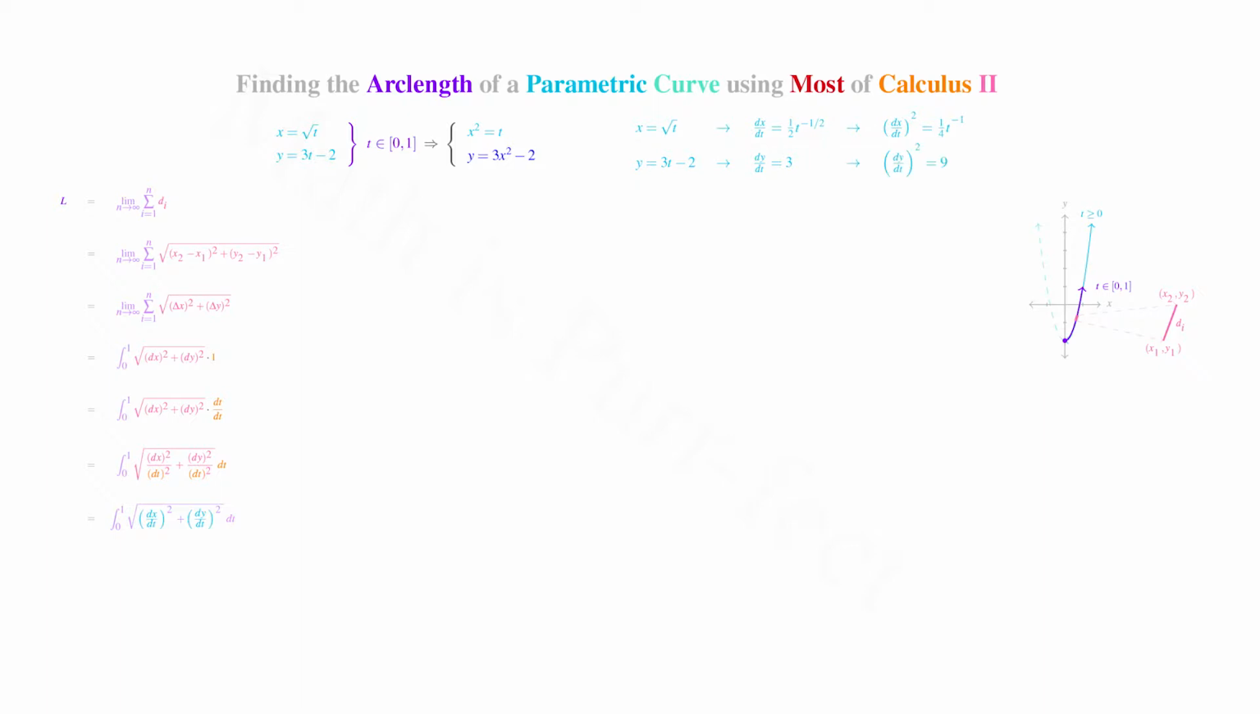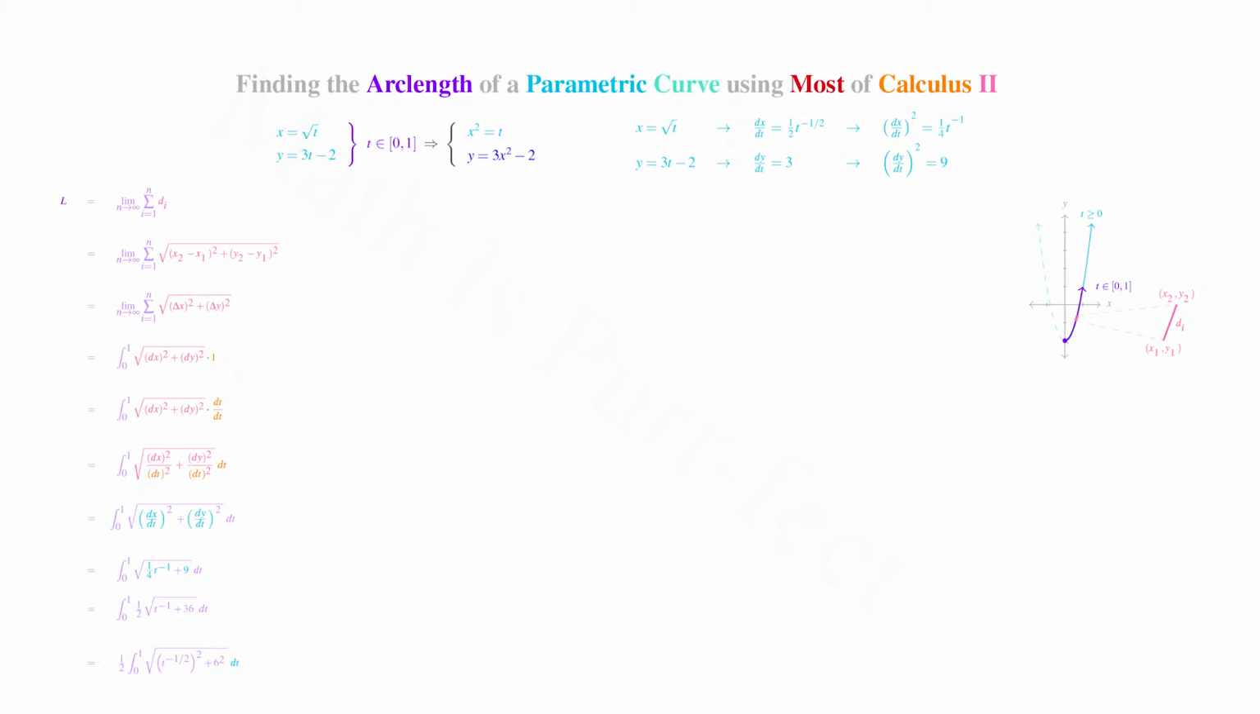Plugging this into our integrand, we now have the integral from 0 to 1 of the square root of 1/4 t to the negative first power plus 9 dt. As I'm not partial to fractions, let's factor the 1/4 out from under the radical as 1/2. Meaning we must multiply each term inside the radical by 4, leaving us with t to the negative first plus 36 inside. Going forward, I'm going to pull the constant out in front of the integral, hence we have 1/2 in front at this point.